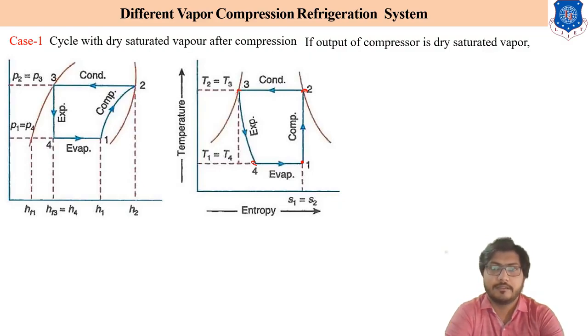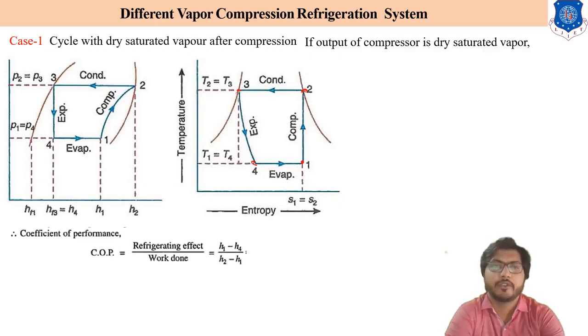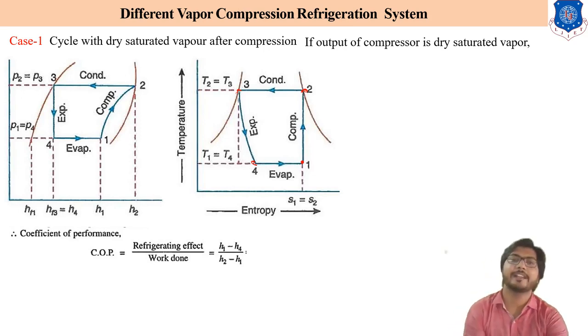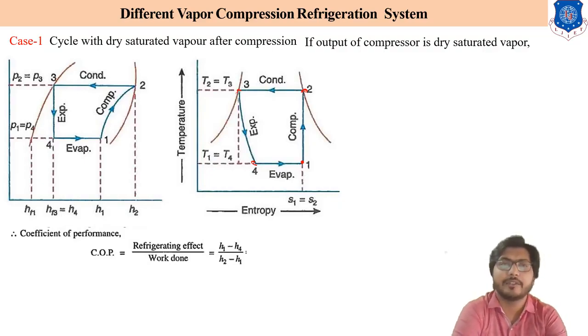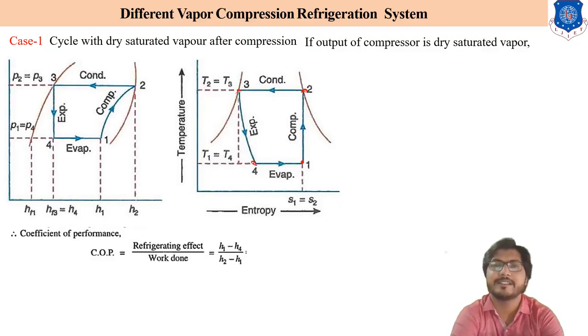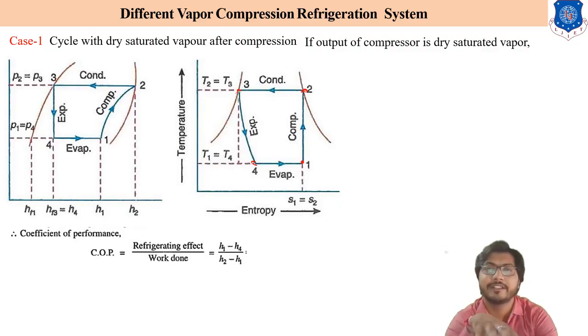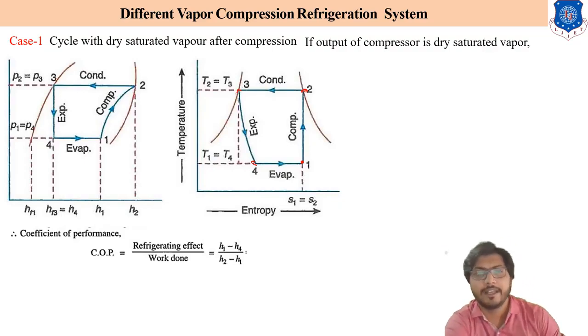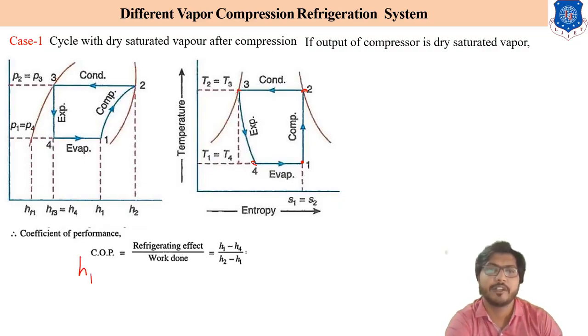So what is the COP of this system? We already know that COP is the refrigeration effect divided by work done, (H1 minus H4) over (H2 minus H1). COP for different cases is the same, but how to calculate the enthalpy at different points differs. Point 2 lies on the saturated curve, so its enthalpy is given in the numerical or in the table. The main thing not given is the enthalpy at point 1. How do we calculate it?